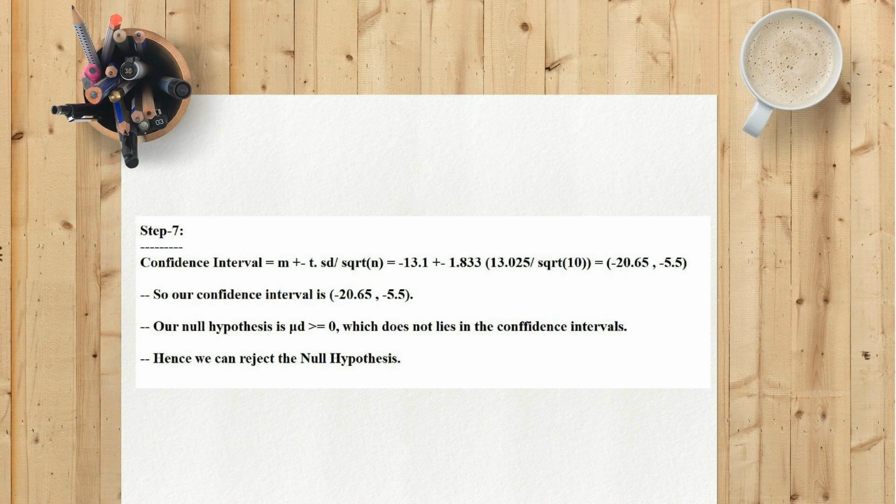Step 7. Confidence interval equals m plus or minus t multiplied by sd divided by square root of n, equals minus 13.1 plus or minus 1.833 times 13.025 divided by square root of 10, equals minus 20.65, minus 5.5. So our confidence interval is minus 20.65, minus 5.5. Our null hypothesis is mu d greater than or equal to 0, which does not lie in the confidence interval. Hence we can reject the null hypothesis.